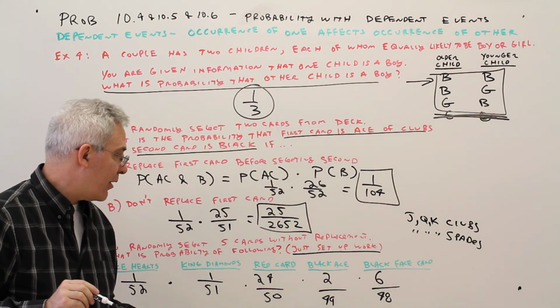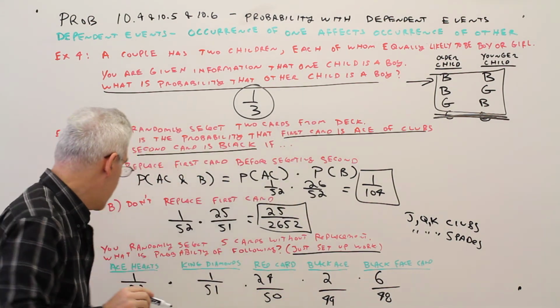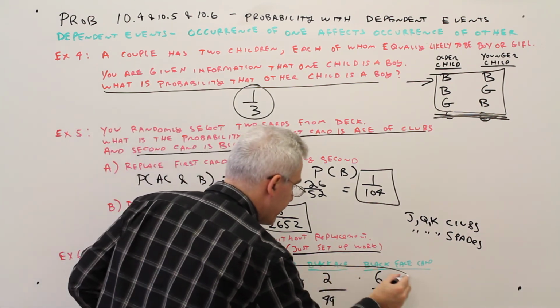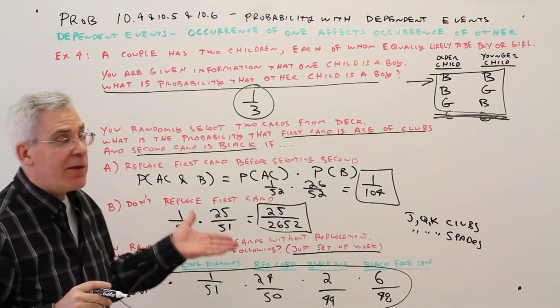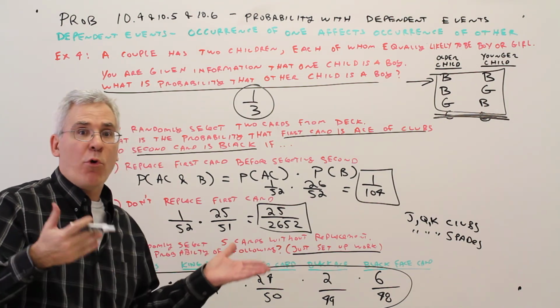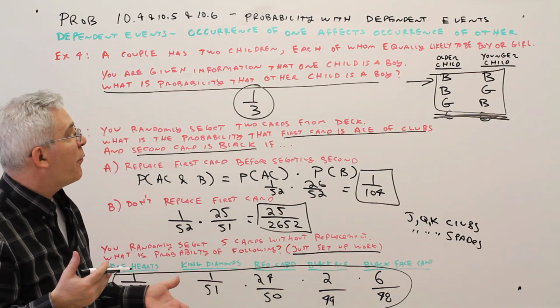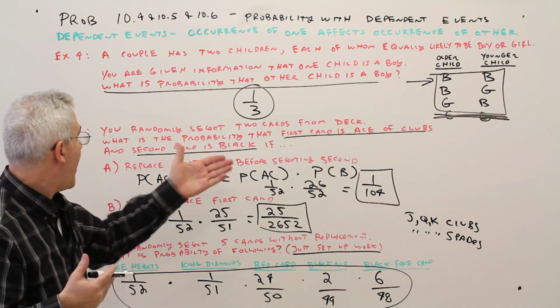Again, we're not computing this. It would be a very, very small number. We're just setting it up. So there you have it. How to use probability with dependent events or conditional probability to solve problems with boys and girls and with cards.